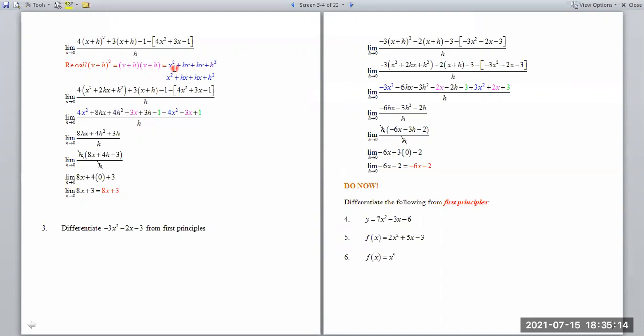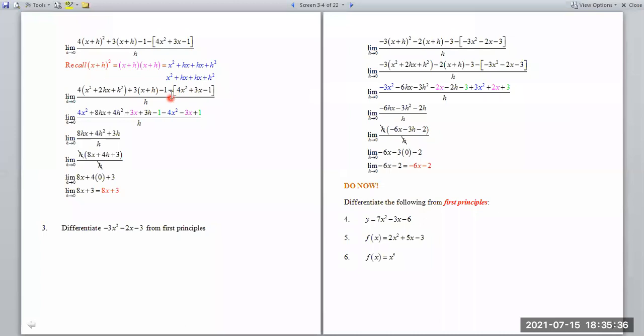All right. And then x squared is a standalone, but hx plus another hx is going to be 2hx. So that's why I have the 2hx right here, and h squared is a standalone. So you see it now? Yes, thanks. Okay, no problem.